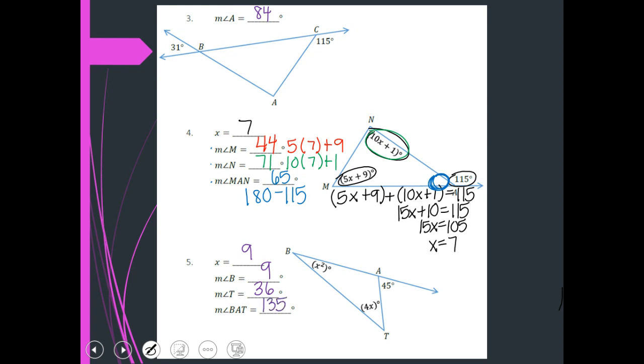So these are the answers for numbers 3 and 5. Make sure you showed your work before you come check with me.